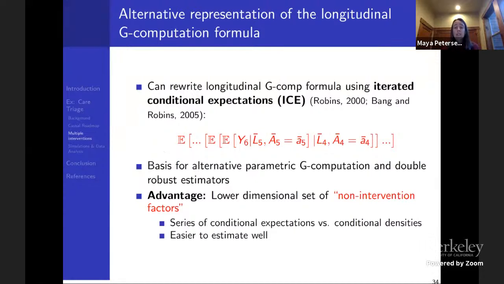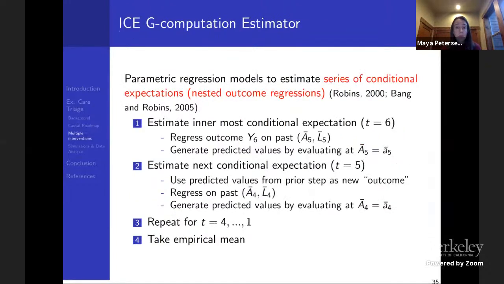So why would we want to do this? It really gives us potentially an easier set of factors to estimate well. They can be lower dimensional, and basically we've turned the problem into a series of regressions. So we can implement an estimator in that way based on just estimating these series of nested outcome regressions. So first we estimate the inner one, then we generate predicted values evaluating at the treatment regime of interest. Then we use those predicted values from the first step as the new outcome in the next step, regress on now the time reduced past, generate predicted values again, and repeat until we get to that final time point and take the empirical mean.